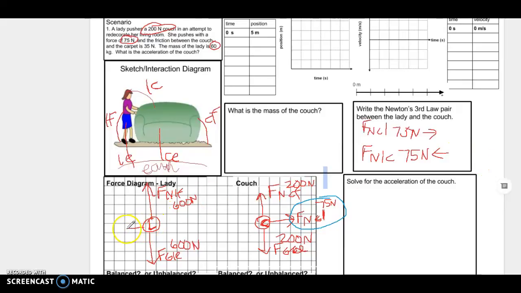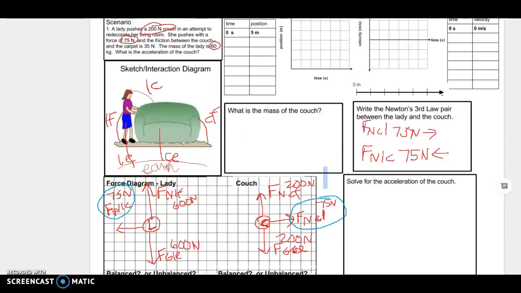So let's put this on the lady's picture, because she is feeling a force to the left from the couch pushing her. Lady couch, 75 newtons. I don't know why this pen is so hard to write with. I hate this tablet. Okay, all right, so that's the other half of my feeler-dealer pair. All right, there they are.